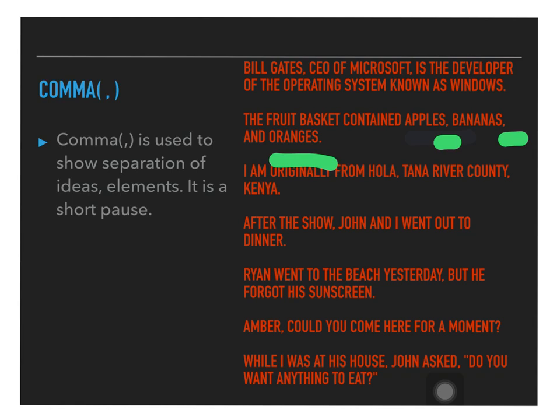The last example here to understand the usage of comma is, while I was at his house, John asked, do you want anything to eat? Now, as you can see here, why am I using a comma there? Please understand, a comma is used here to separate a direct quotation from the sentence introducing it. Of course, I'm using while I was at his house as my introductory phrase. John asked. Again, I'm taking a small pause. That is the comma, because I'm trying to make a person listening or reading the sentence take a pause there and think about these things. I am using double quotation marks in this example.